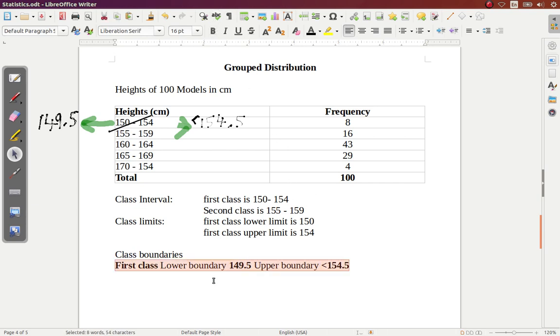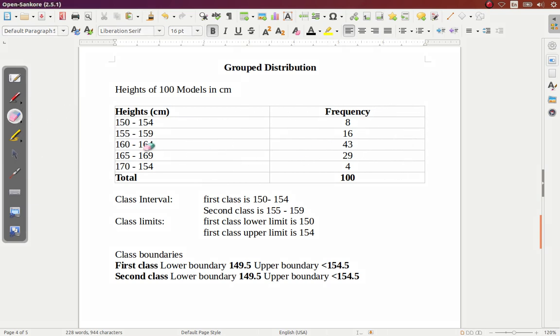Now, let me do something a bit different. For the second class, I want you to pause the video. Let me just erase these. I want you to pause the video and tell me what is the lower boundary for the second class and also the upper boundary for the second class. And guess what? Do it for the third class as well. The more the merrier. So pause the video and do that now.